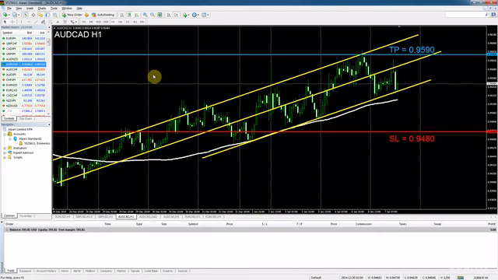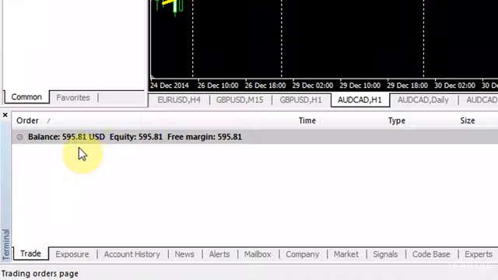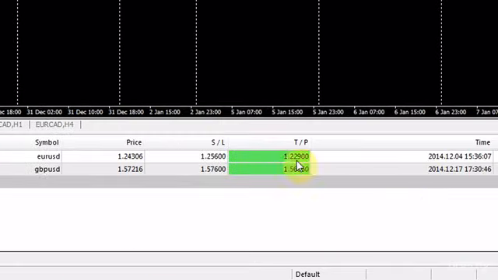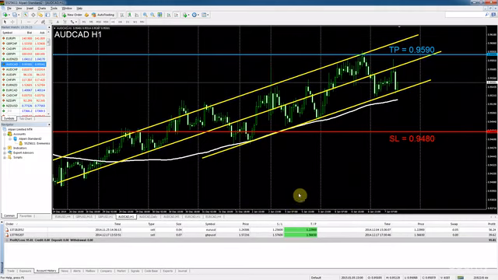So I think this will be a good example to illustrate other currency pairs that don't involve the American dollar. So as you can see on this account, we already now have $595.81. If we go to the account's history, we can see our two profitable trades from previously. And what we're going to do today is conduct our third.